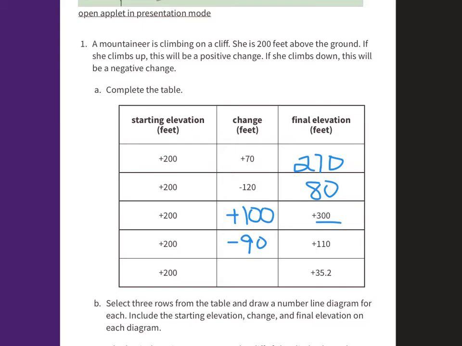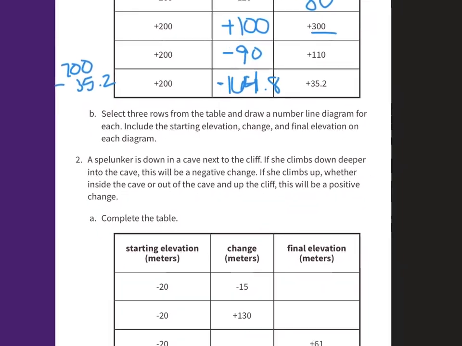This one I might take the calculator. So if I take 200 minus 35.2, that will tell me how far in elevation I changed. So using my calculator, 200 minus 35.2, I get 164.8. So we're going down, so it's minus 164.8. Okay? All right. Number 2. Well, letter B. Select 3 rows from the table and draw a number line diagram for each, including the starting elevation. If you want to do that, you can. I'm not going to. All right, number 2.